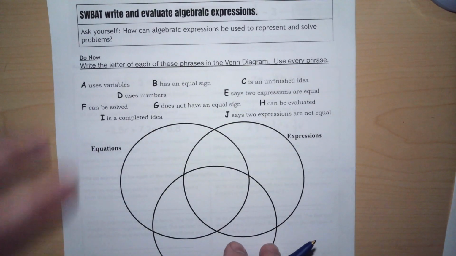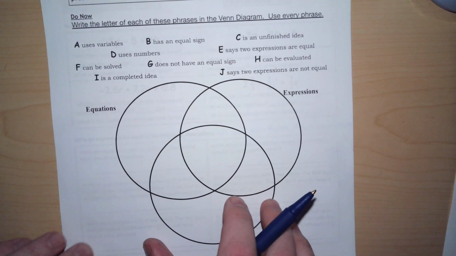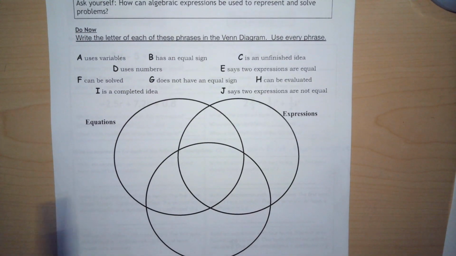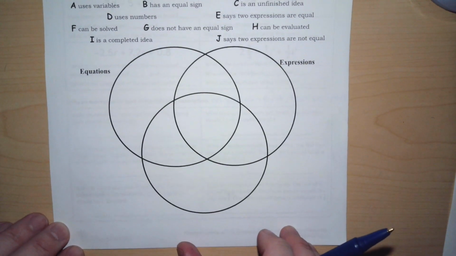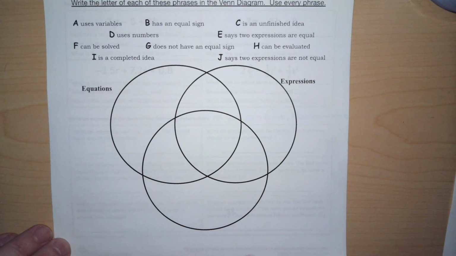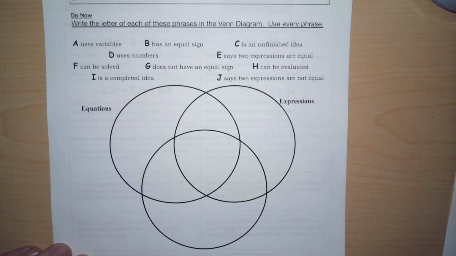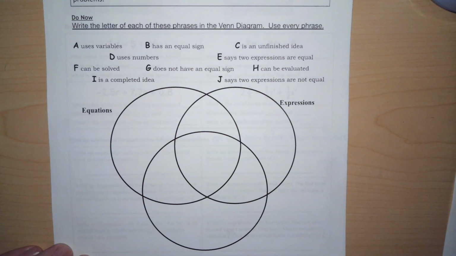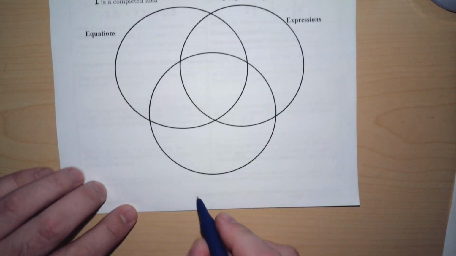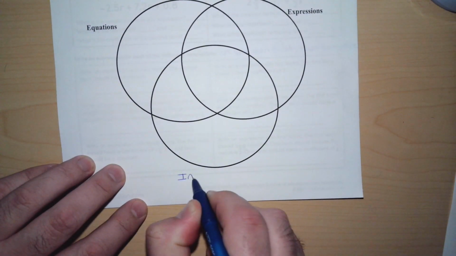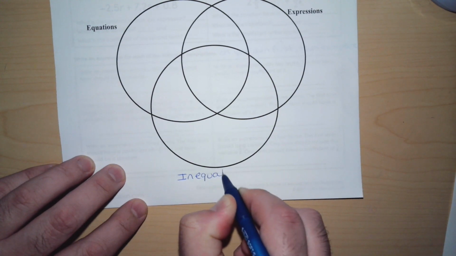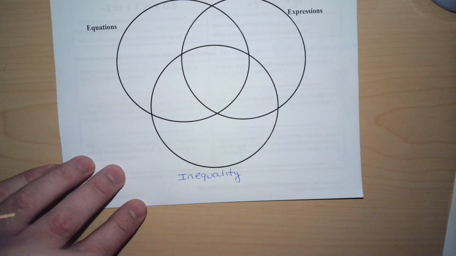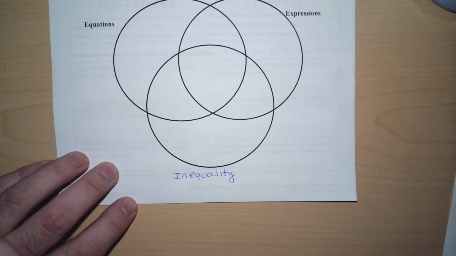Before you watch the video, you were to complete the Venn diagram, and now we're going to correct your work. So you were to take each capital letter and place it inside the Venn diagram. Uses a variable. So all three of these use a variable. I just noticed down here it should say inequality. So let's take a moment to write inequality. Not equal.